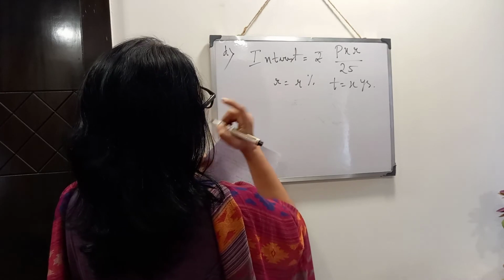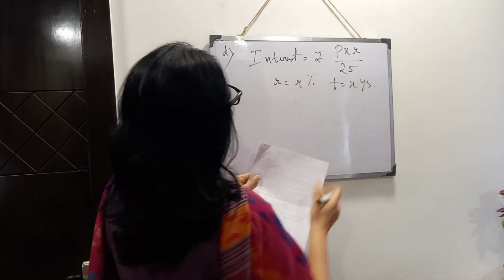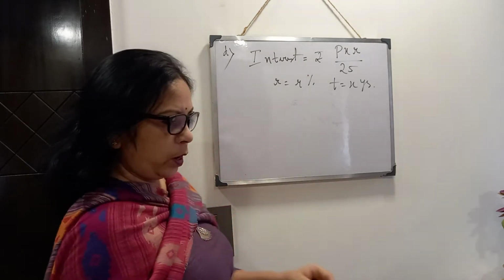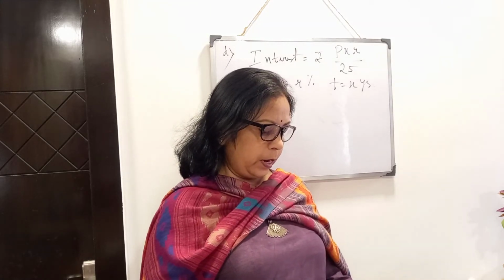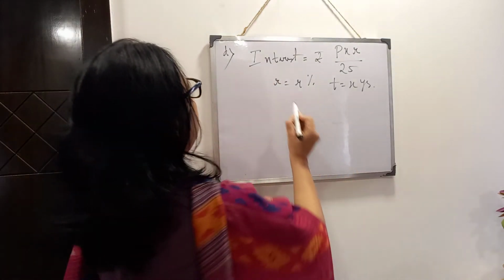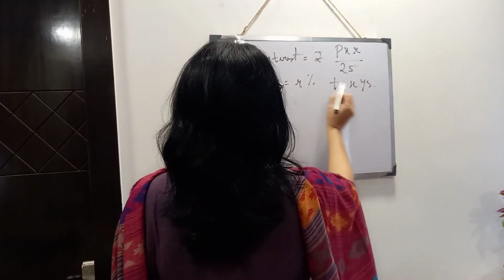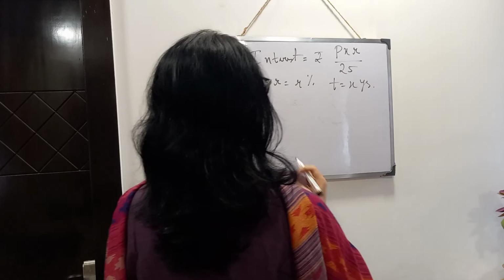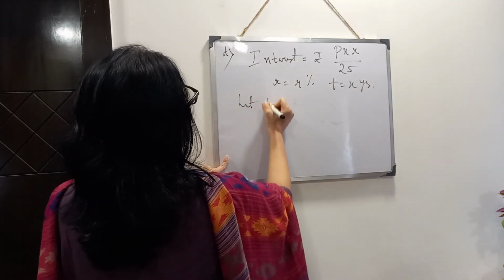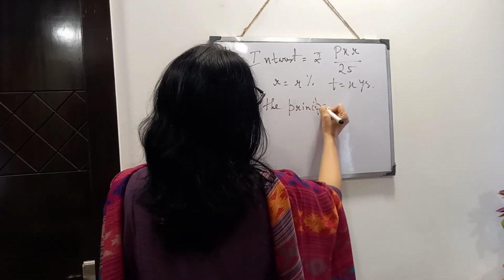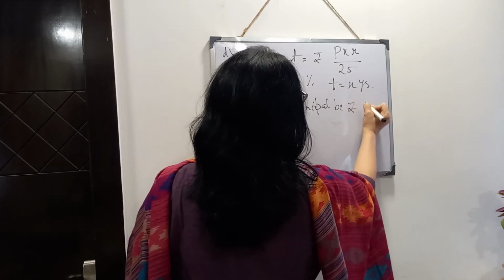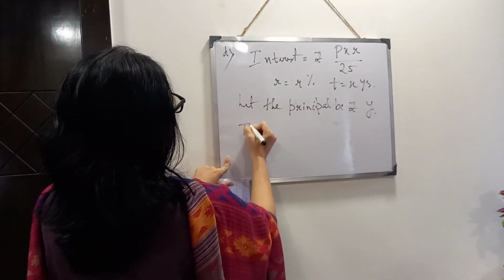Here, as in interest this is given, so we will consider let the principal be Y. Don't take principal as P, as for calculation it will be a problem. So here we will consider let the principal be Y. Except X and R and P, any other variable we can consider. So here we are considering let the principal be rupees Y.